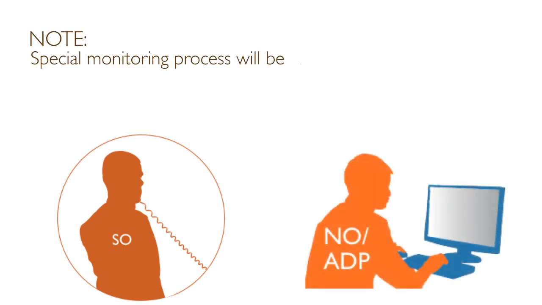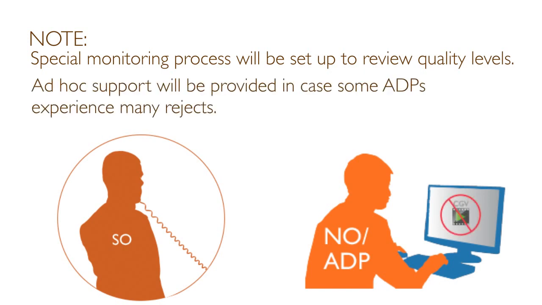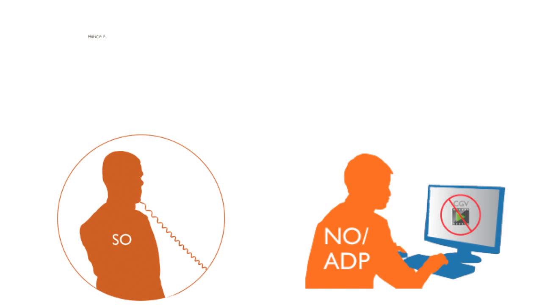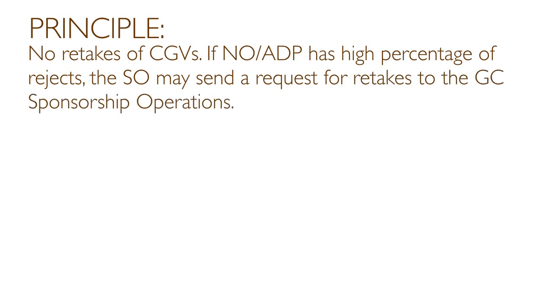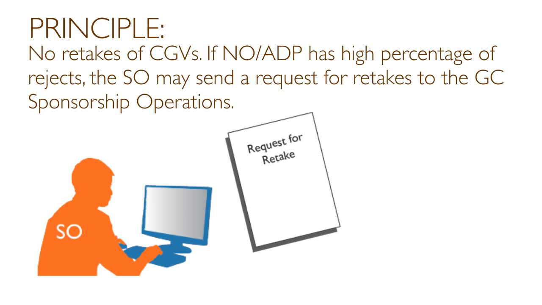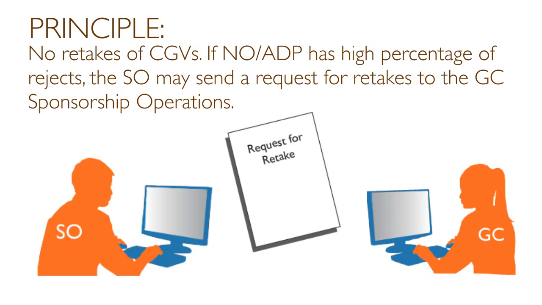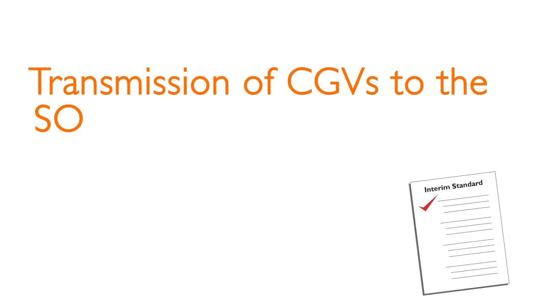Note that a special monitoring process will be set up to review quality levels and ad hoc support will be provided in case some ADPs experience many rejects. In principle, there is no expectation for ADPs to retake rejected CGVs. However, if during the year a specific NO ADP has a high percentage of rejects, the SO may request GC sponsorship operations to explore if CGV can be retaken as an exception. How will the CGVs be transmitted to the SO?